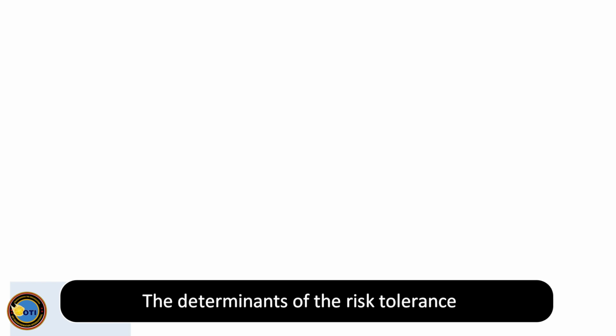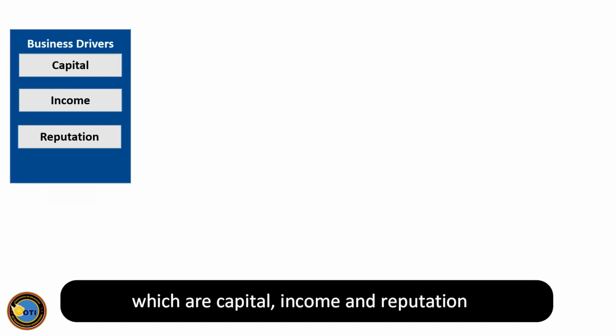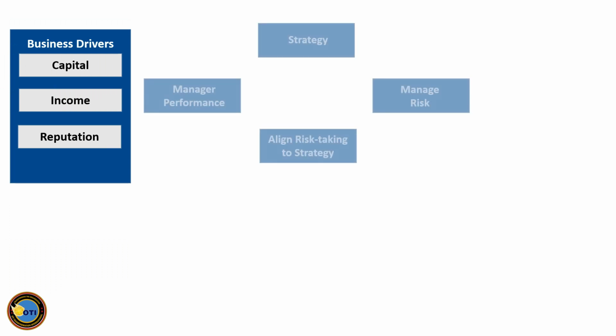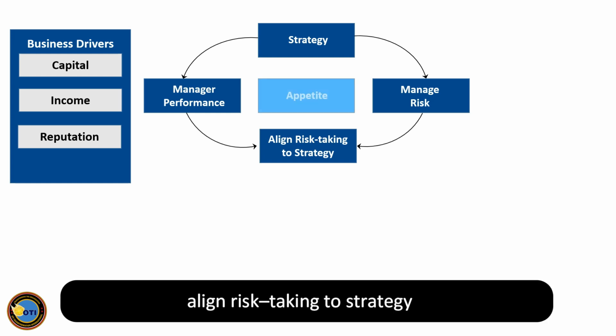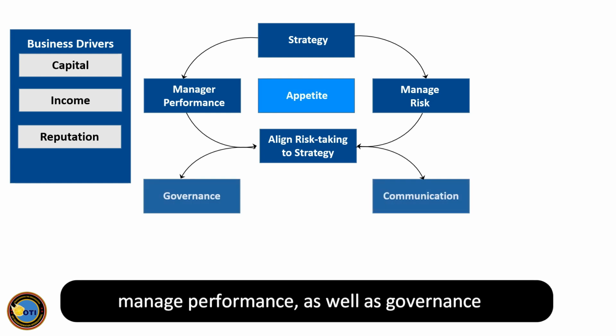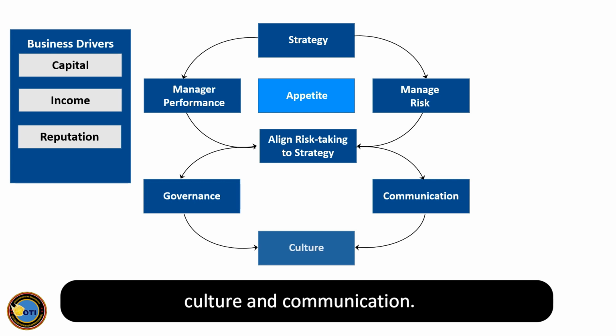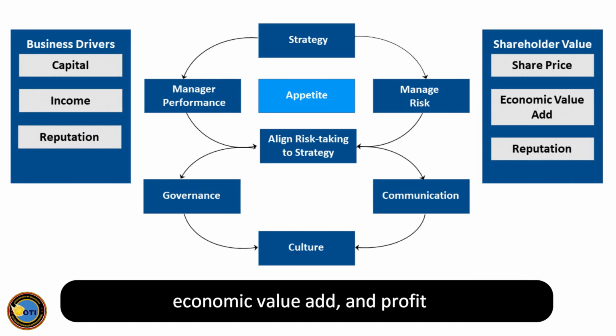The determinants of the risk tolerance and appetite are based on business drivers, which are capital, income, and reputation. And it revolves around strategy, how you manage risks, align risk-taking to strategy, manage performance, as well as governance, culture, and communication. That results in the shareholder value, meaning share price, economic value add, and profit.